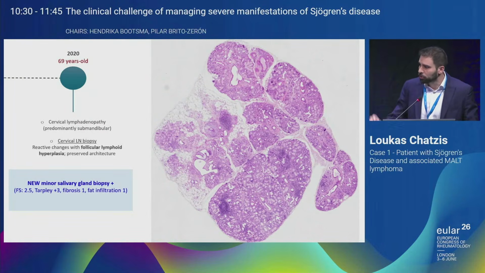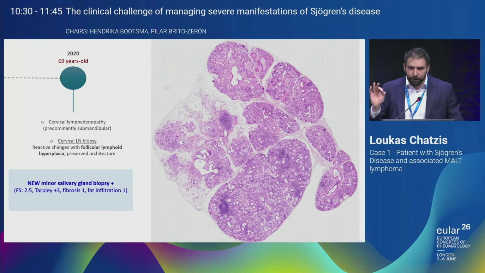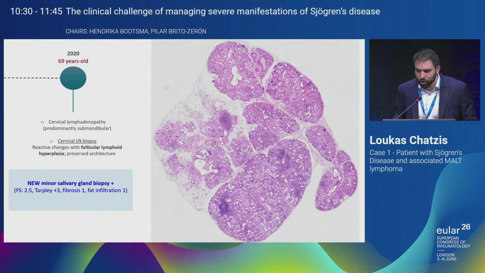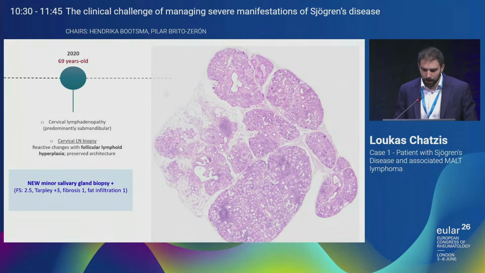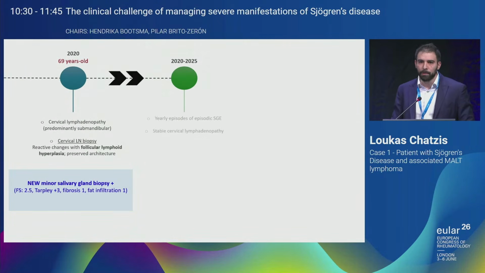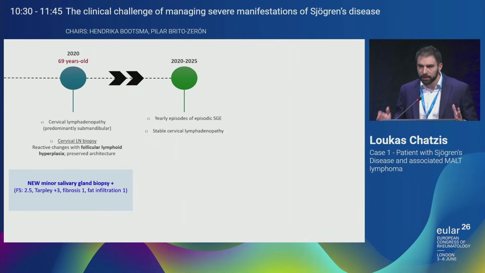However, this time, there were germinal centers present, there was monoclonality at the molecular level, and there were some pre-lymphoma lesions. You can find some lymphocytes across the salivary gland epithelium. Between 2020 and 2025, our patient demonstrated yearly episodes of parotid gland enlargement. Our team suggested biological treatment with anti-CD20. However, our patient refused due to concerns of complications.